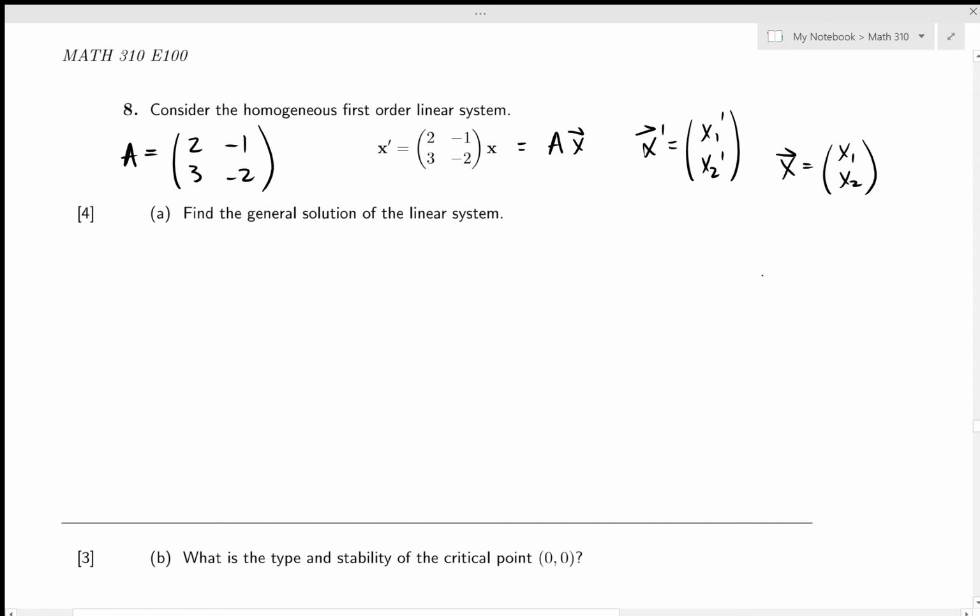So we want to find the general solution. To do that, we need to find the eigenvalues and the eigenvectors of A. To find the eigenvalues, I'm going to take A minus lambda I. That's going to give me 2 minus lambda, minus 1, 3, minus 2 minus lambda, and then I will take the determinant of that. The determinant of A minus lambda I is going to be 2 minus lambda.